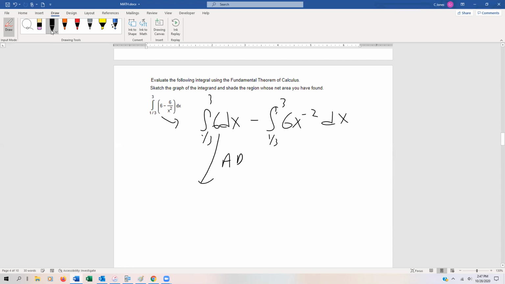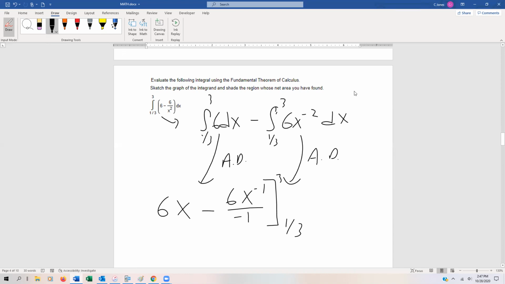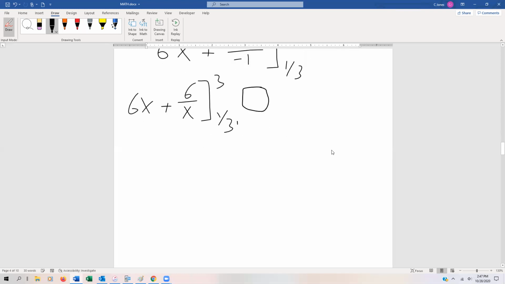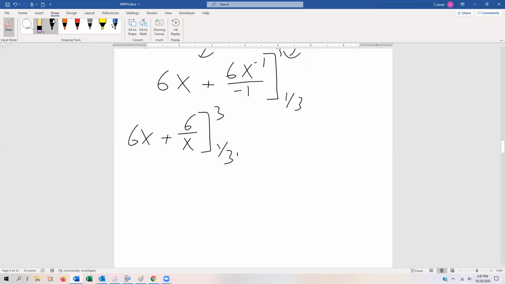Right here, we're going to take the antiderivative, and right here, we're going to take the antiderivative. Antiderivative of 6 is 6x. And then antiderivative of 6x to the minus 2 is going to be 6x to the minus 1 divided by minus 1. And the limits of integration are going to be from 1/3 to 3. Another way that we could write this is 6x plus 6 over x, if we were to algebraically simplify that. Hopefully that makes sense. You have a negative divided by negative to positive, and then we just take this, move it back down to the denominator. We're going to substitute 3, we're going to substitute a third, and we're going to evaluate it.